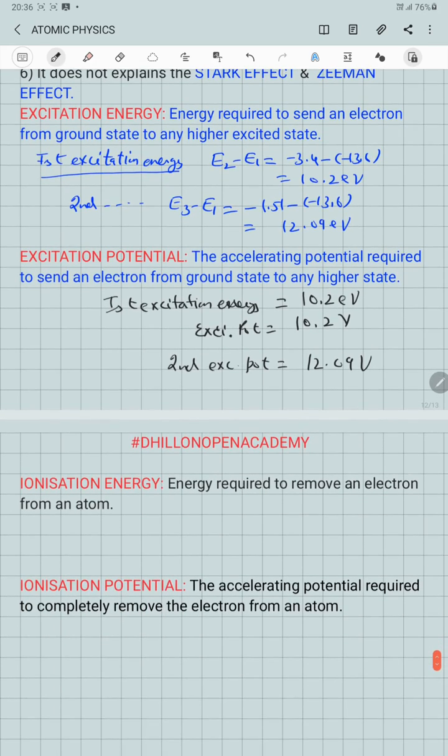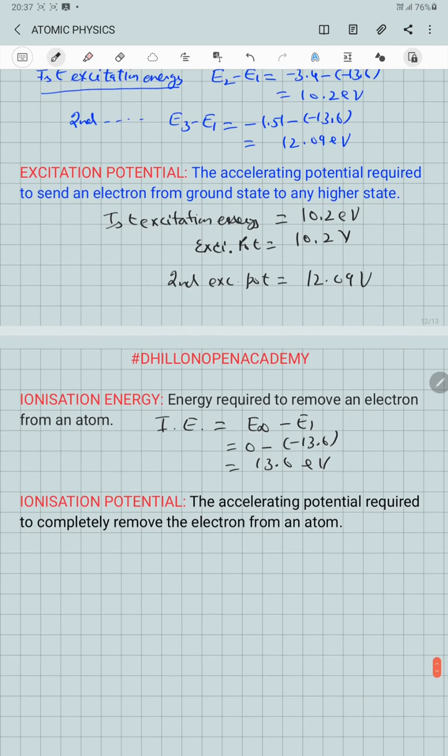Last, ionization energy. Ionization means removing an electron completely from the atom, completely freeing it from the attractive pull of the nucleus. That means we are sending the electron from the first orbit, the ground state, to n equal to infinity. So ionization energy here is equal to energy of the infinite orbit minus energy of the first orbit, which is equal to 0 minus (minus 13.6), which is 13.6 electron volt, and the corresponding ionization potential is 13.6 volt.